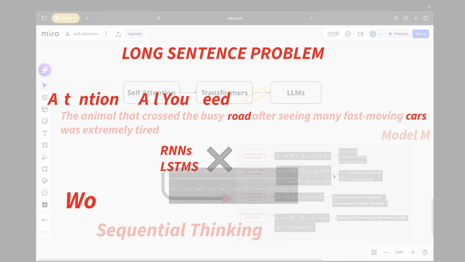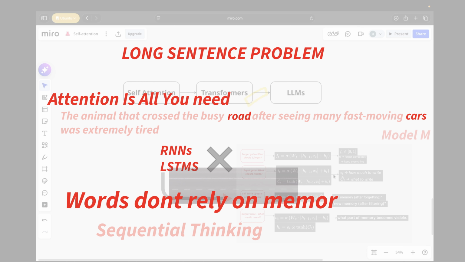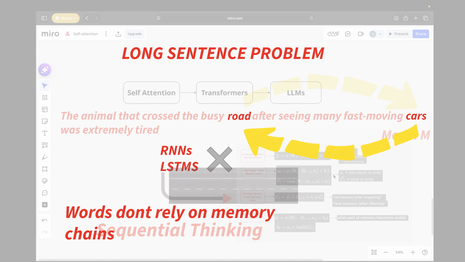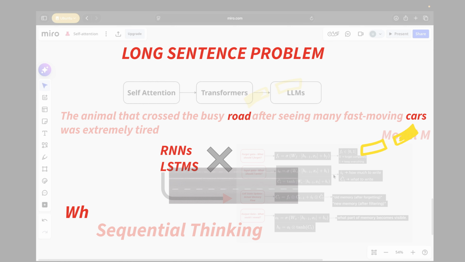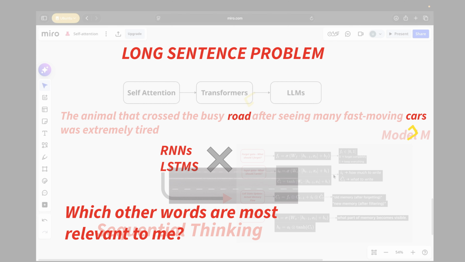The idea was, what if words didn't rely on memory chains? What if cars could directly look at road? That idea led to self-attention. The core idea of self-attention is that it allows each word to ask which other words are most relevant to me. For the word cars, the answer is clearly road.